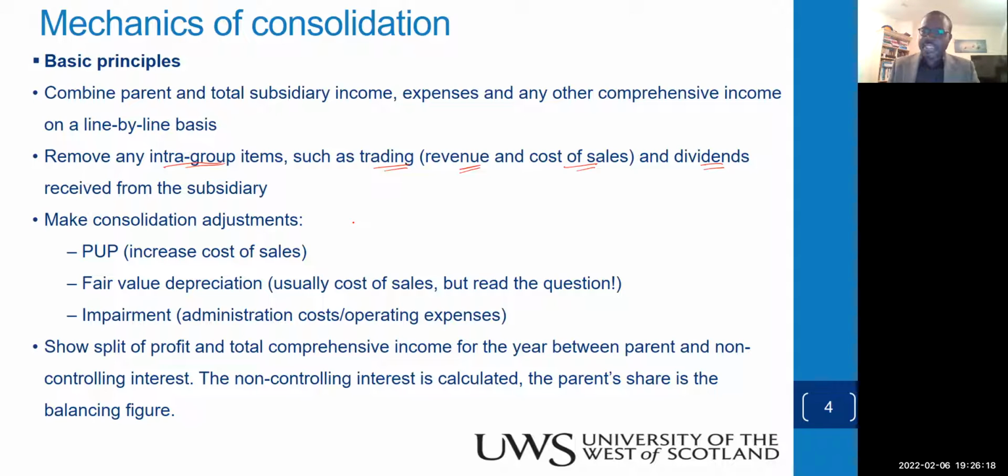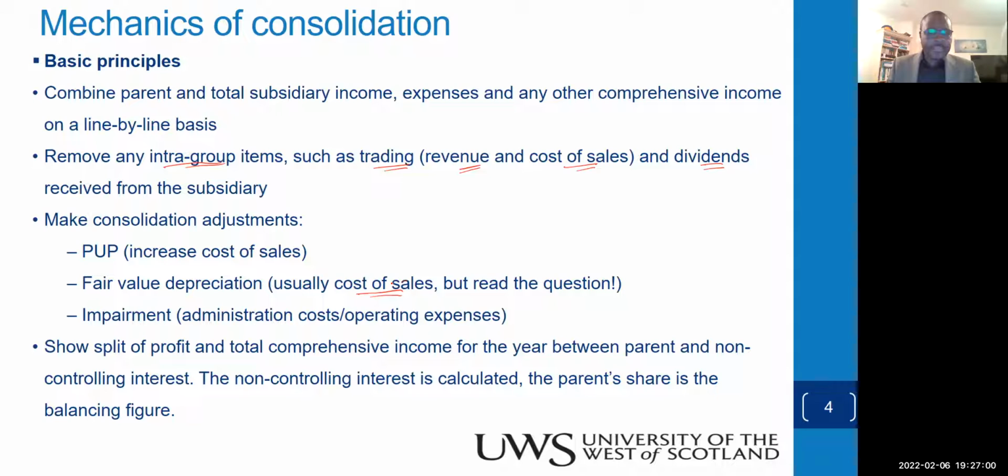To me, the one who is buying has incurred a cost, and the other person has recognized some kind of profit. Knock it off. Increase it to my cost of sales and knock it off from the total revenue. Fair value depreciation: usually, you'll be asked to charge it to the cost of sales. But read the question carefully. Sometimes they will ask you to include it in the operating expenses or distribution expenses, depending on the kind of asset under consideration. And then impairment, we charge it to administrative expenses or operating expenses.